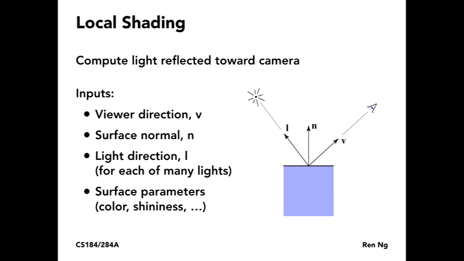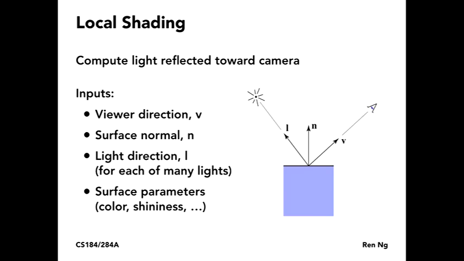We know the surface normal, N. For a curved surface, it's a tiny little patch, so you can think of it as the local perpendicular vector to the surface. The light direction, L, in this case for a single light. If you have multiple lights, it'll just do it for each of those lights and add it up, okay? Linear in the number of lights.